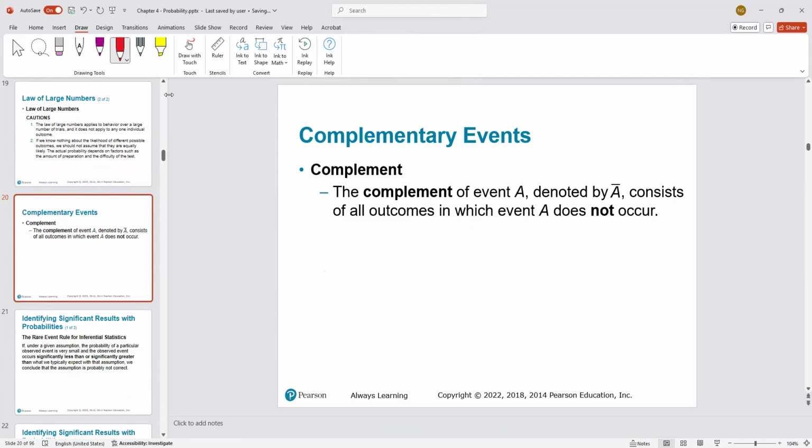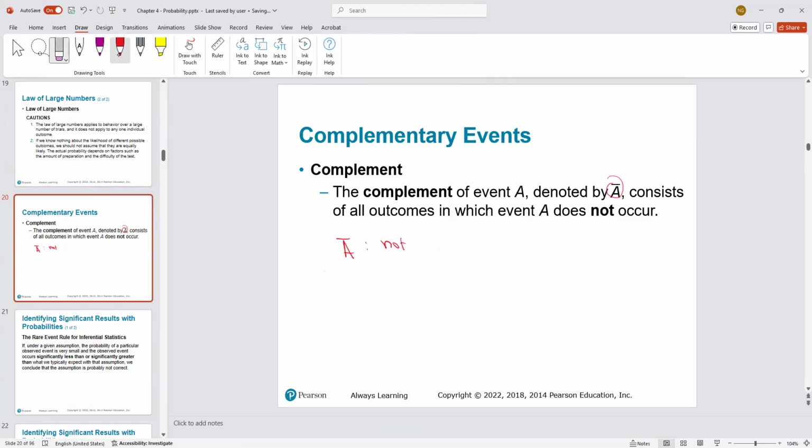Complements. Another very important subject in these sections is that sometimes we need to find the probability that an event A does not occur, and we call it the complement rule. So a complement of event A, we call it not A, or A bar, that means not A. So it's important to see it this way.